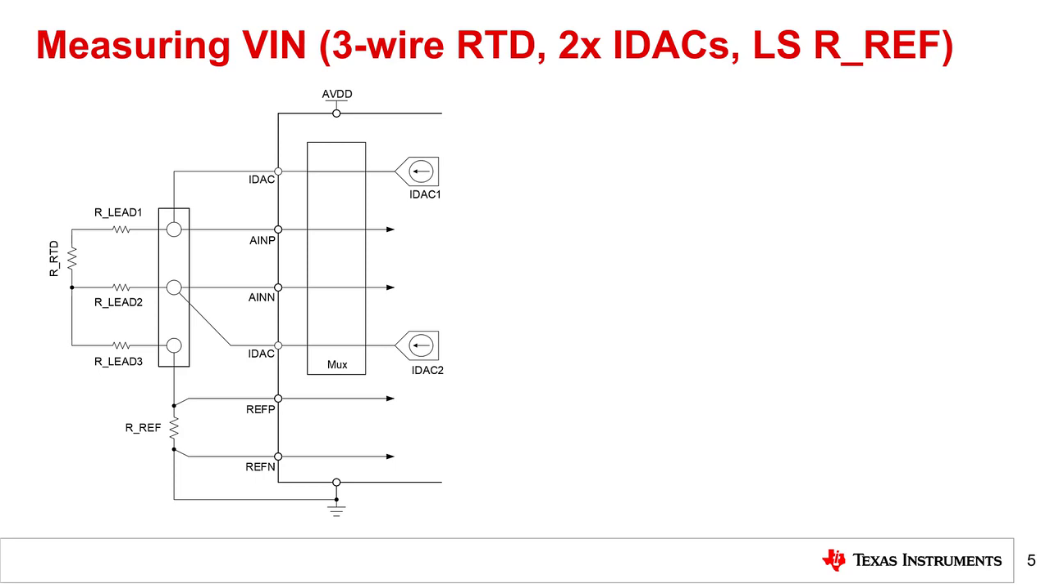Shown here is a 3-wire RTD measurement system that uses two IDACs and a low-side RREF. While both current sources are used simultaneously in this circuit, let's analyze the bias path for each separately, starting with IDAC 1.